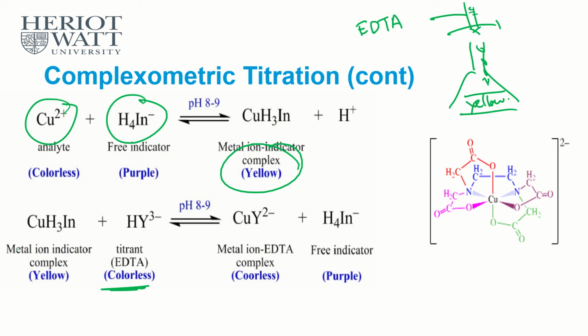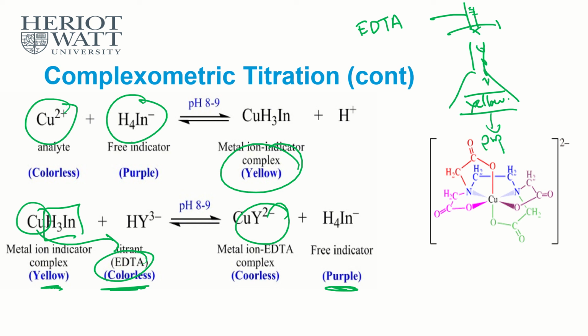And this will start combining with the copper, right? Because EDTA has a strong affinity to the copper. They will grab the copper away. So when they grab it away to the EDTA to form this, they will change from yellow into purple. When the yellow solution turns into purple, that is the endpoint. That is when we need to stop.